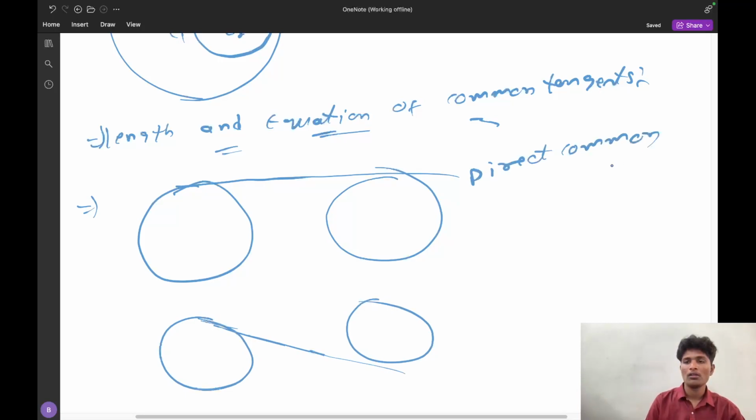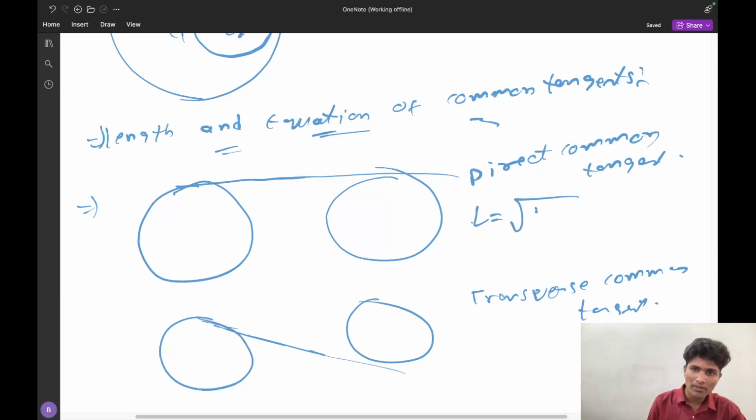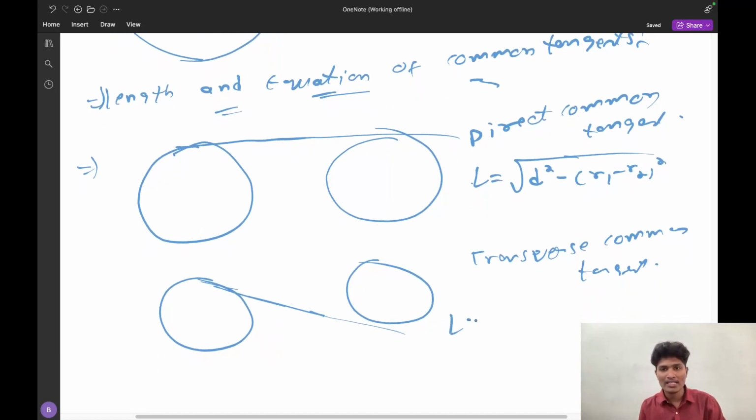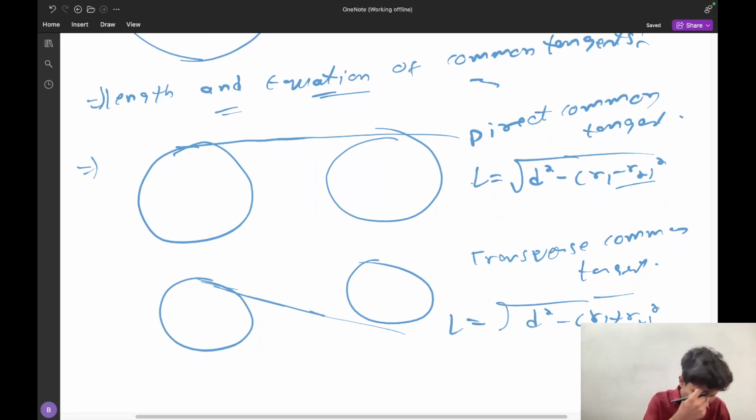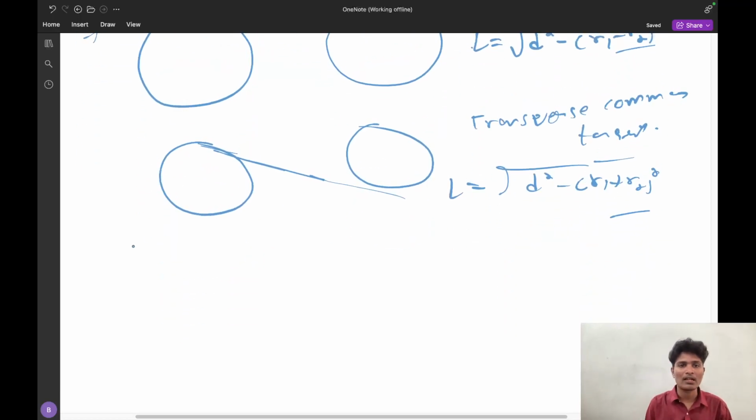Direct common tangent, and this tangent is the transverse common tangent. Yes, and what is the length of the tangent here? Length is equal to root of d square minus (r1 minus r2) whole square, because this length is greater. The direct common tangent length is greater, and this L is equal to root of d square minus (r1 plus r2) whole square. There is a negative here, there is this addition. So this is a main important thing you have to understand, and this is the length of the tangents.